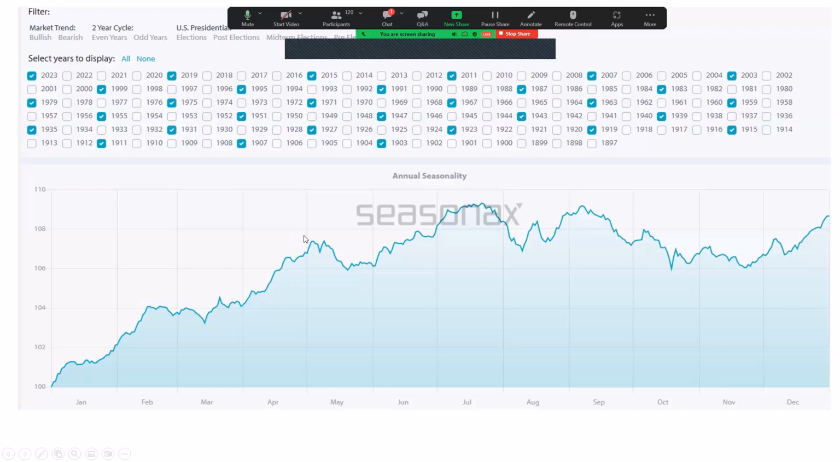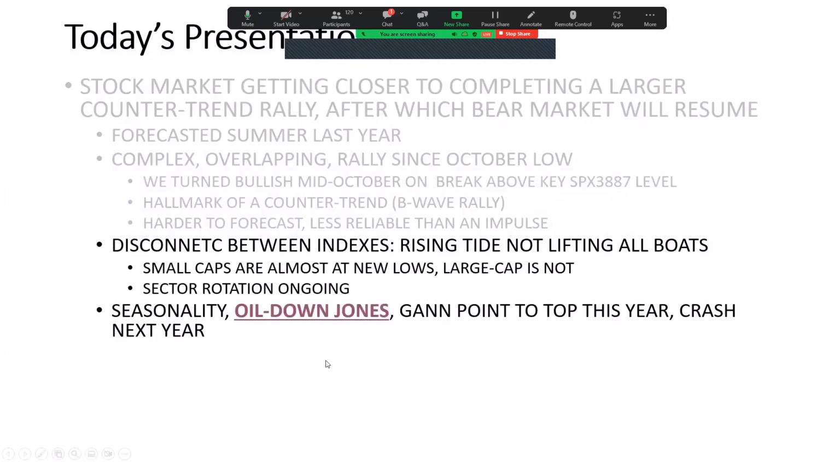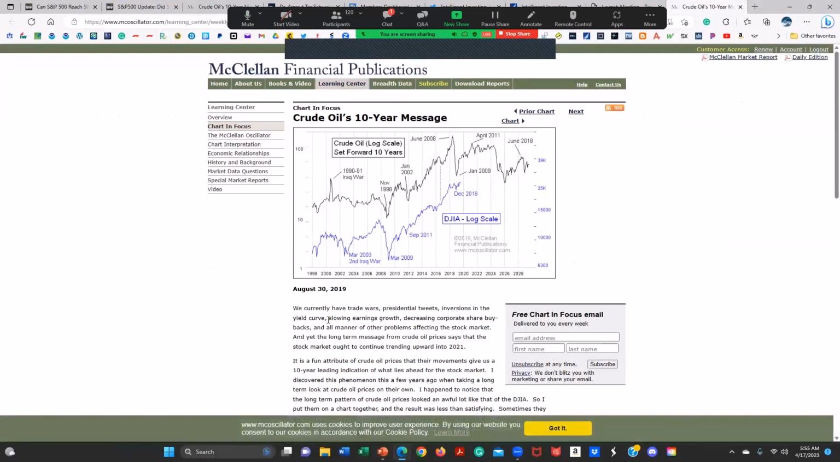That's kind of how it works. Yeah. So if we then look at another relationship, it's the oil Dow Jones relationship. And this was found, and it's publicly available, by Tom McClellan from McClellan Financial Publications. He shows that what the crude oil did 10 years ago will eventually echo in the Dow Jones. And this relationship we found has held up with, of course, some variability for 120 years.